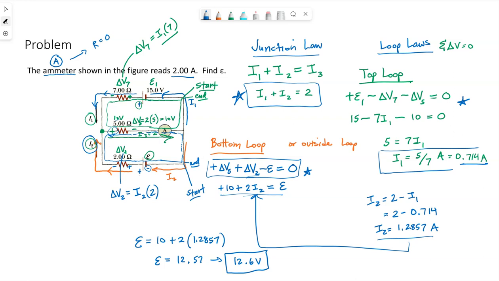Okay, anytime you see a circuit that has more than one battery, you will need to use the junction law and loop laws in order to solve the problems. If there's only one battery, you can go back to finding equivalent resistance. There's no problem with that. It's just when we have the multiple batteries.